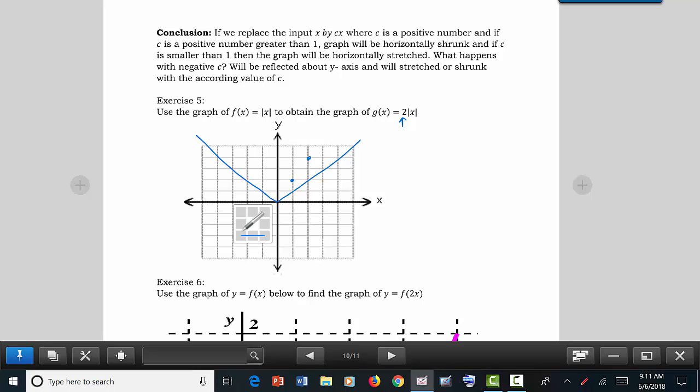Now we will get height 4. Double of 0 is 0. Double of 1 is 2. Double of 2 is 4. So those are the points we will get, and then that will be the graph of g(x). So multiply by 2 means we are getting double height.